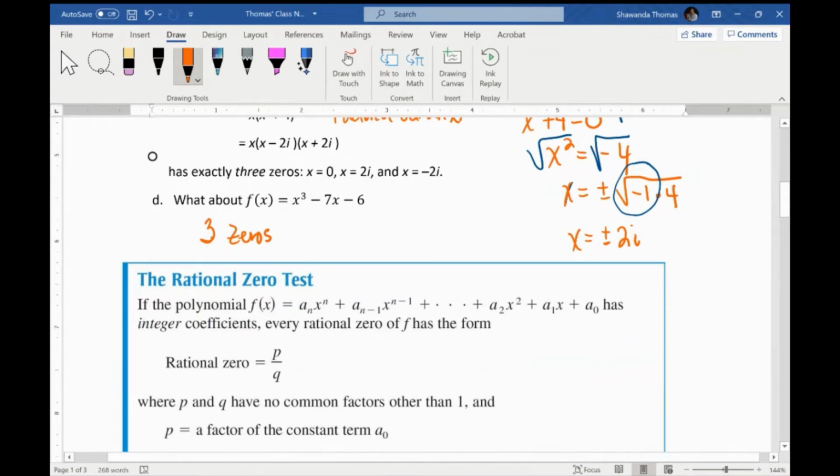why can't we set this function to 0 right now and use our previous methods to find the zeros? Because the degree is 3. Okay. Normally when we have to the second power, let's go over what we used to do. When it was to the second power, we used to do what? We would factor.